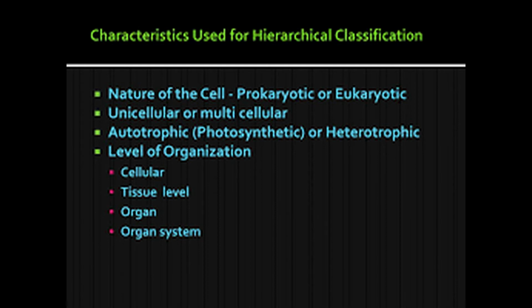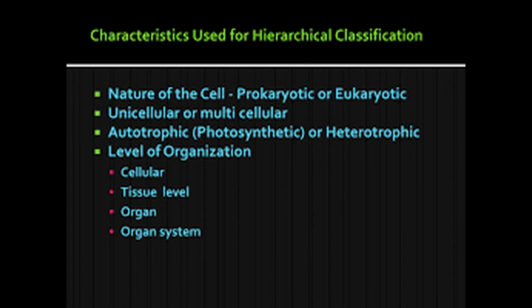Now we will look at some important characteristics which lead to the classification. We can divide organisms into two categories: prokaryote and eukaryote. You can see in this slide, depending upon the nature of the cell, organisms can be divided into prokaryote or eukaryote. Prokaryote means the organism which does not have a nuclear membrane, whereas eukaryote means it will have a nuclear membrane.